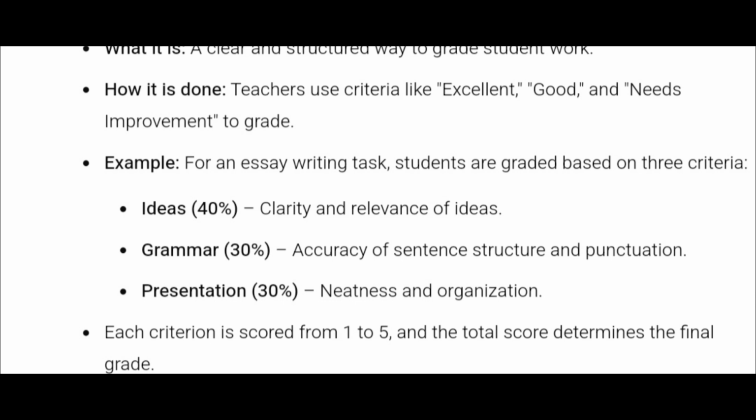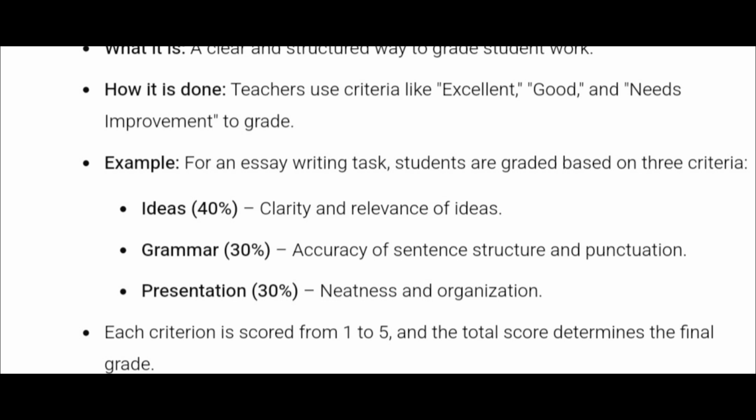So ideas, first of all, for example, right? This is just an example. First of all, you will give 40% to the ideas, clarity and relevance of ideas. So all these 6 to 10 students have written the essay, but who has given the best idea? So you will give them marks out of 40, right? Grammar, you will check which student has performed the best according to the grammar, and you will see how they have presented, what type of formats they have used, what type of handwriting they have, right? So all these you will observe and you will give marks to the students.